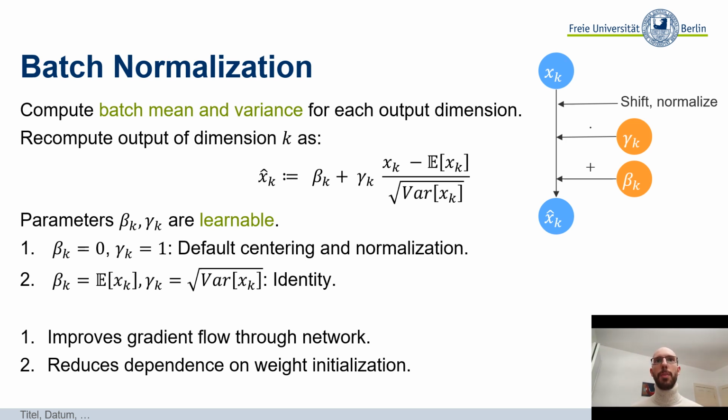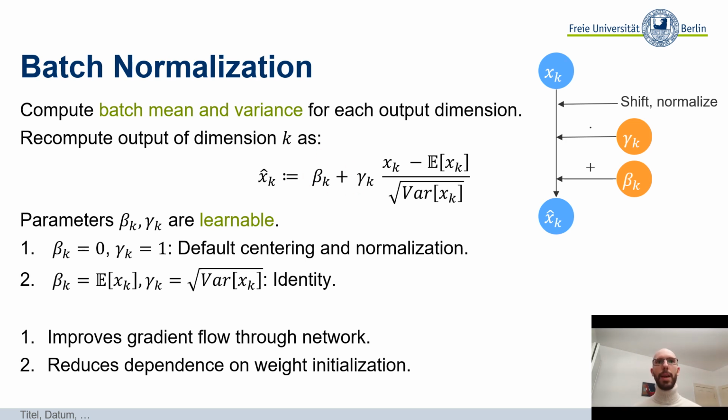So at each intermediate layer, when we look at the output dimension, we compute the mean and the variance of the batch that we are currently feeding through the network. And then we recompute the output for each dimension k like this. So we compute the mean over dimension k of our batch. We compute the variance over dimension k of our batch, and then we subtract the mean. So we do a mean shift. We divide by the standard deviation. So we rescale our outputs, and then we multiply this with a parameter gamma and add a parameter beta.